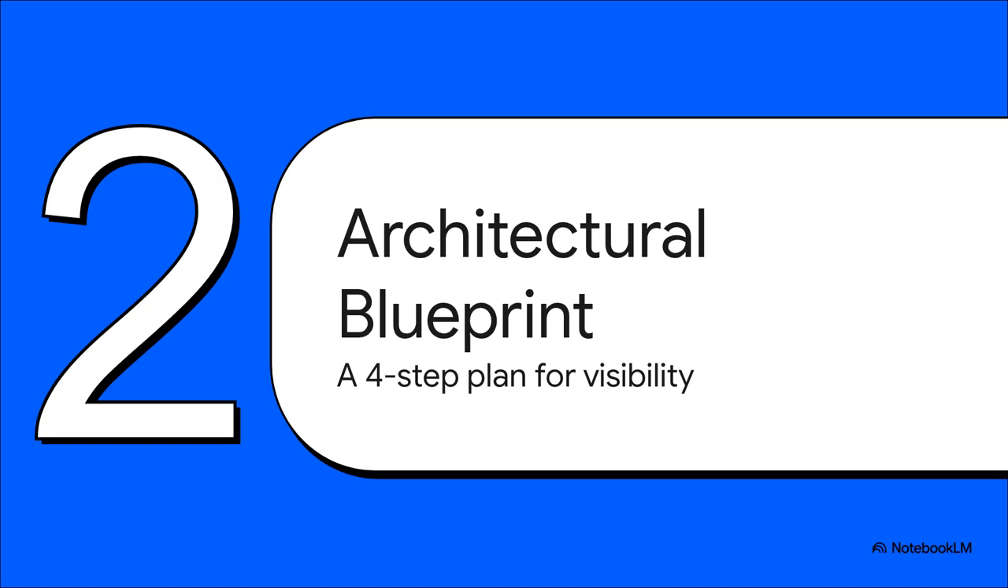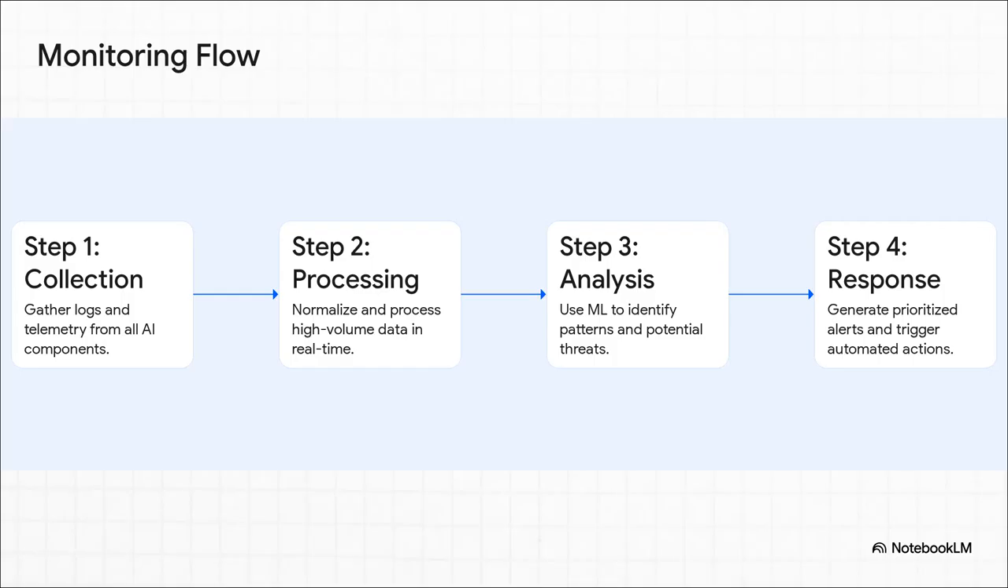Okay, so if the problem is that complicated, what does the solution look like? Well, that's where the architectural blueprint comes in. It gives us a clear four-step plan to get the total visibility that we absolutely need. So here's how it works. Step 1, you just collect everything. All the logs, all the telemetry from every single piece of the AI system.